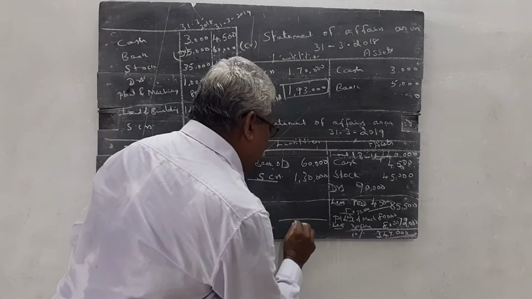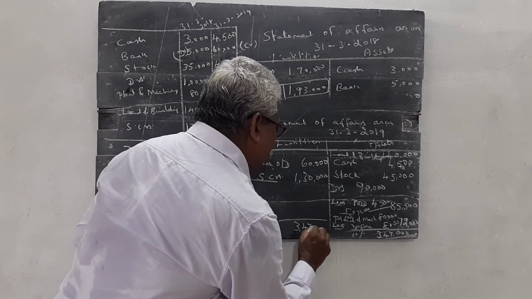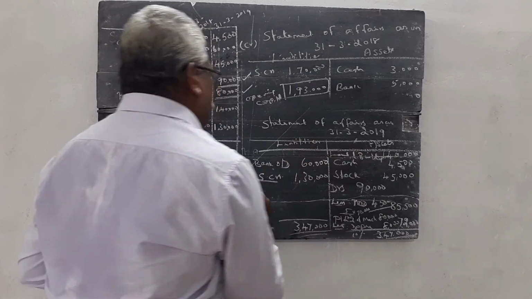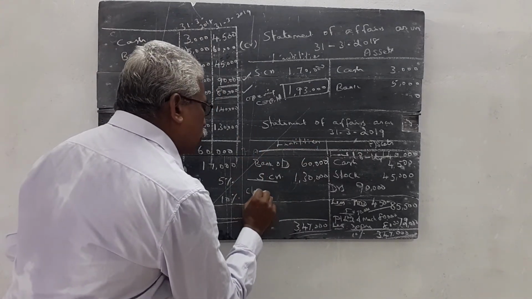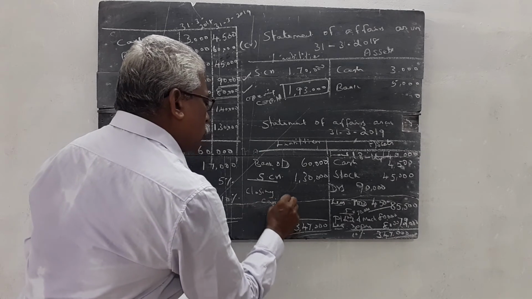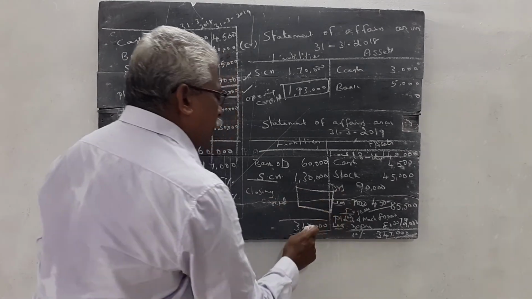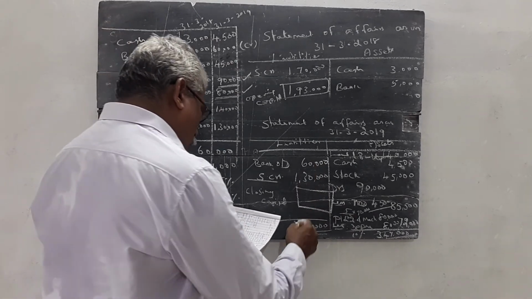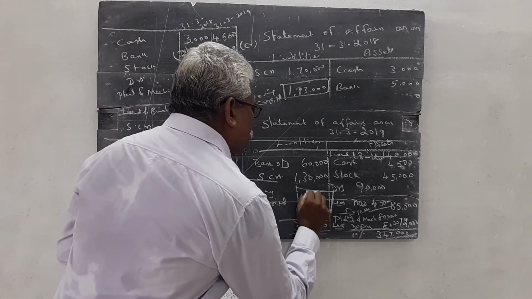Here also we write 3,47,000. Asset minus liability is equal to capital, that is closing capital. Closing capital is equal to 3,47,000 minus 1,90,000 is equal to 1,57,000.